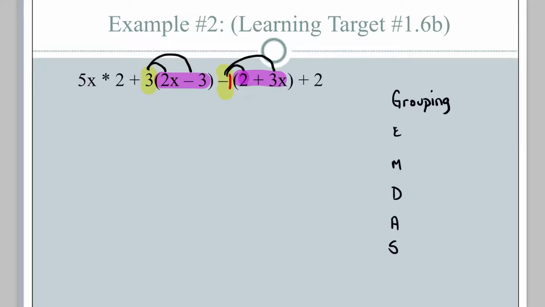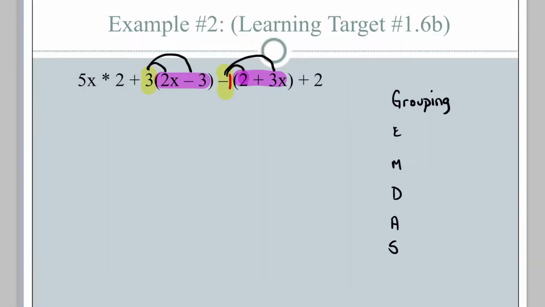into the parentheses. And as you may recall, the distributive property implies multiplication, and we must distribute to all terms inside the grouping. And so we will be multiplying, in this case, the 3 times the 2x and the 3 times the -3, as well as -1 times 2 and -1 times 3x.